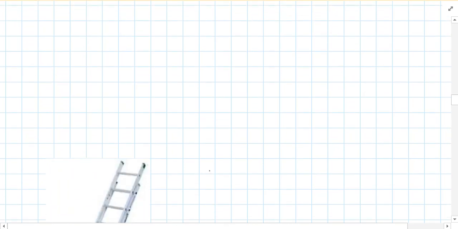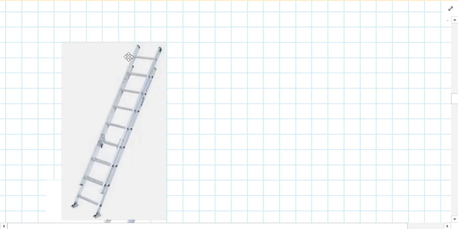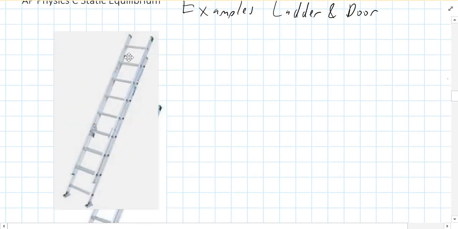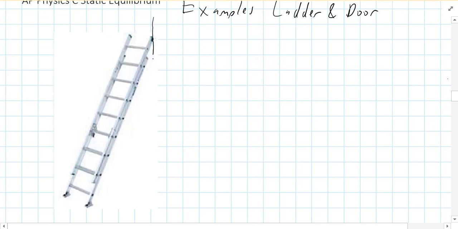So let's say you've got yourself a ladder. And I'll move this up here. Let's say it's me at Christmas time and I am putting up decorations. So let's say that this is leaning up against the wall, and then it's also on the ground here. And let's say that I am 3/4 up the ladder. So I am up here.